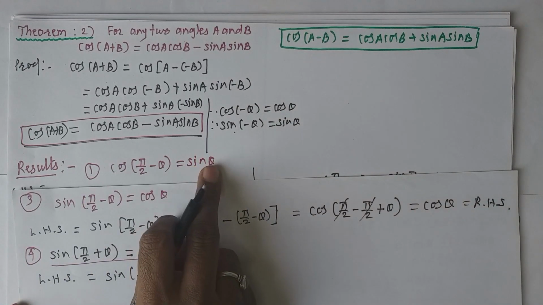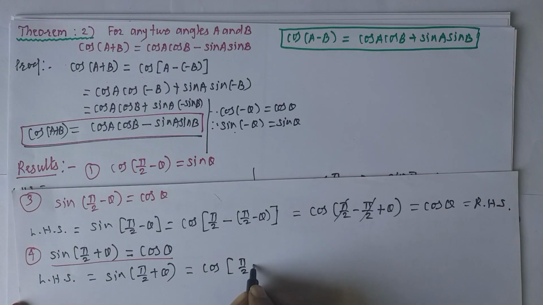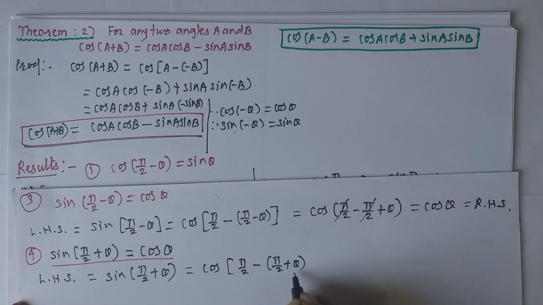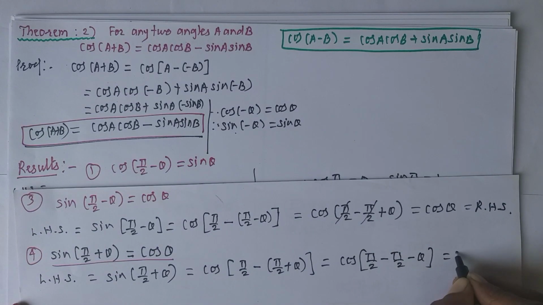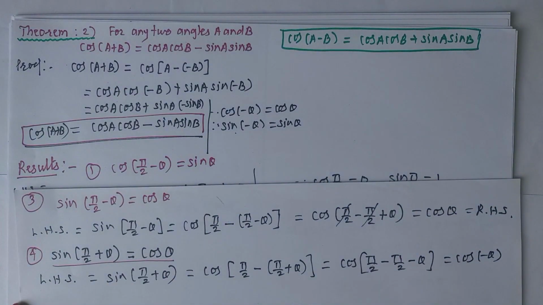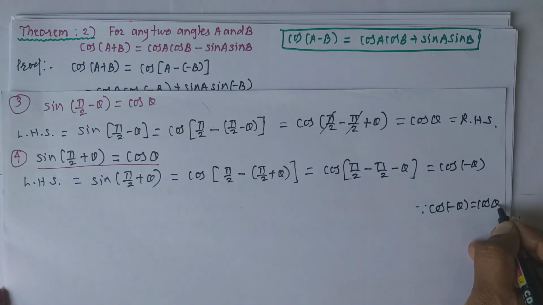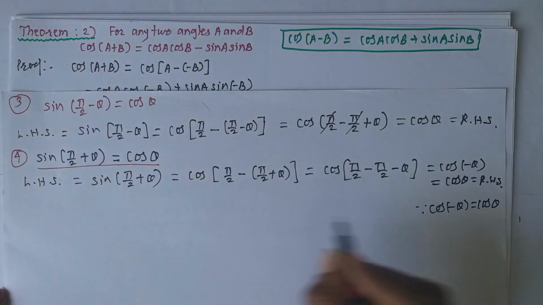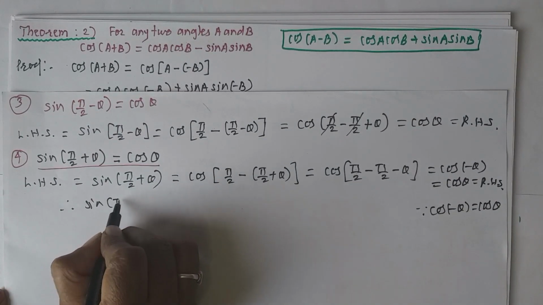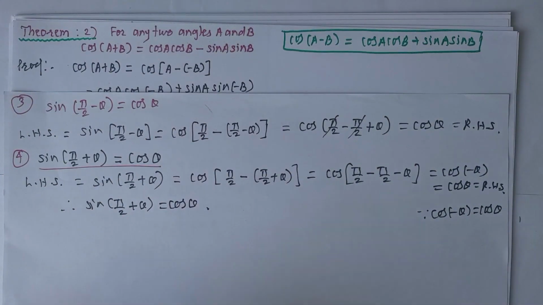Again by using our first result, I can write this sin pi by 2 plus theta as cos pi by 2 minus theta, where theta is our pi by 2 plus theta. Now open the bracket. This will be cos pi by 2 minus pi by 2 minus theta, and this will be cos minus theta. But we know that cos minus theta is cos theta. Therefore this becomes cos theta, equal to the right hand side. In this way we have proved sin pi by 2 plus theta is equal to cos theta. This is our fourth result.